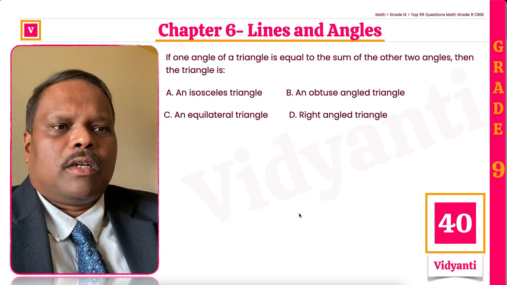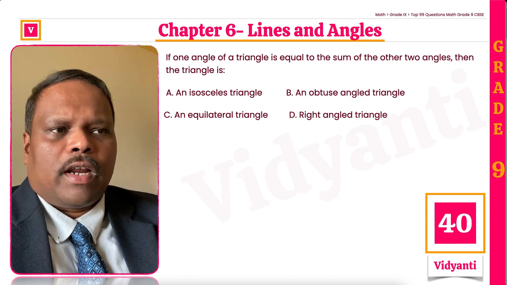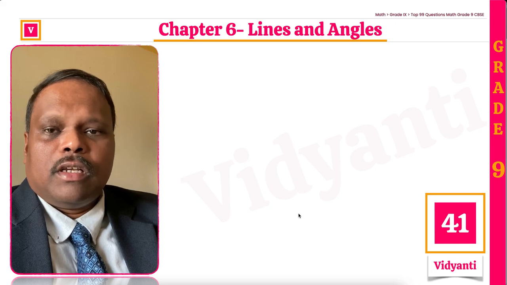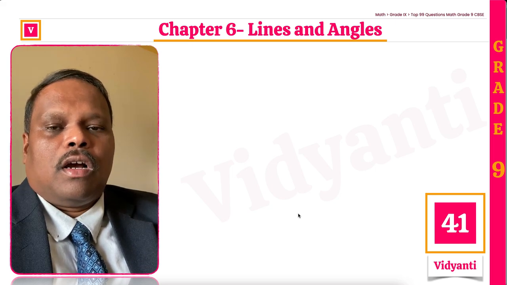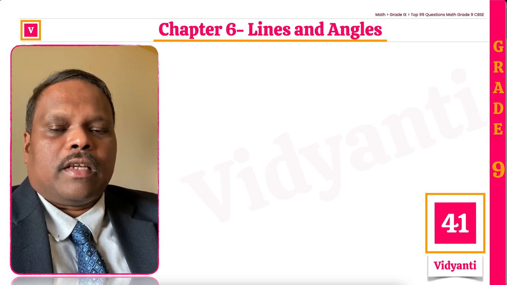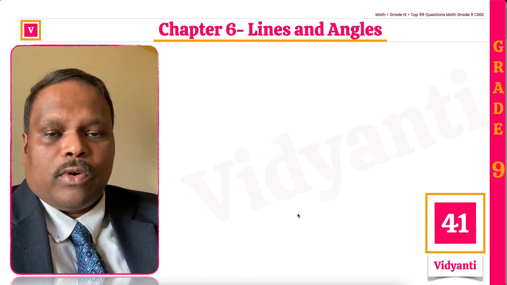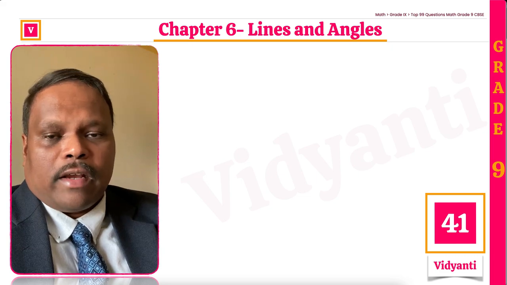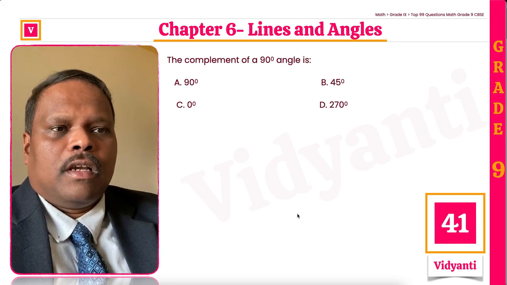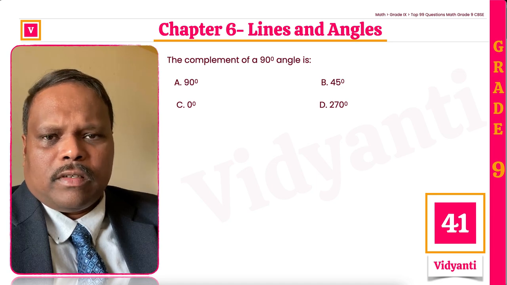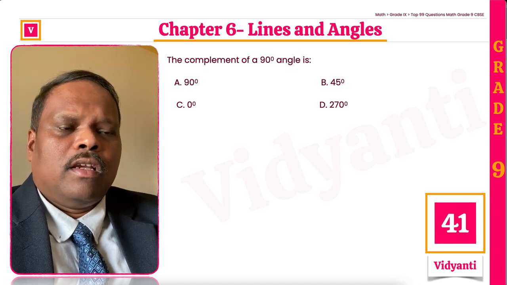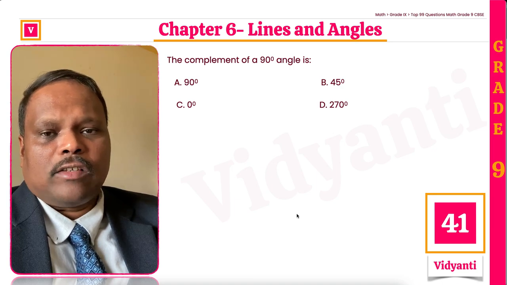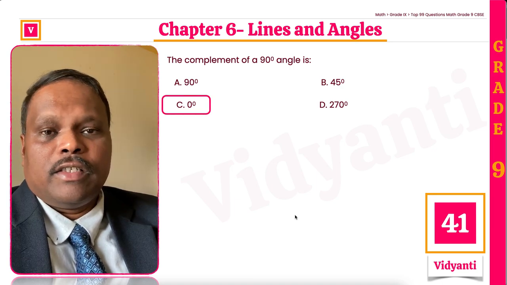Let's go to question number 40. If one angle of a triangle is equal to the sum of the other two angles, then the triangle is a right angle triangle, because we have x, x and 2x. Altogether it will be 4x, 4x equal to 180, x will be 45, and then one of the angles will be definitely 90 degrees. For complements, the total has to be 90. Well, if one is already 90 degrees, the second one will be 0 because their total has to be 90 degrees. So the answer is 0.